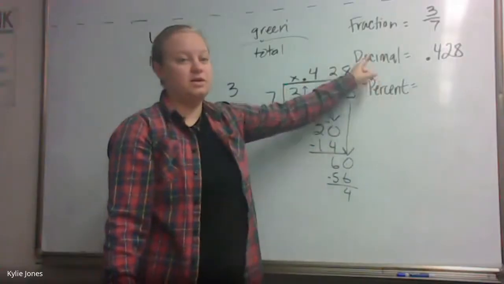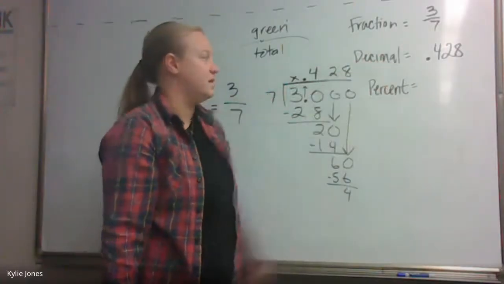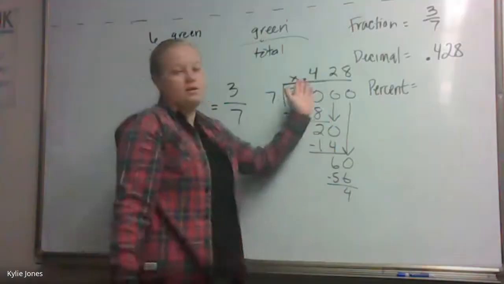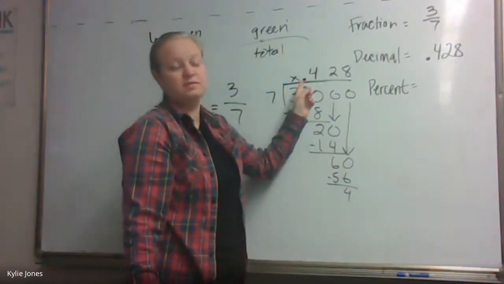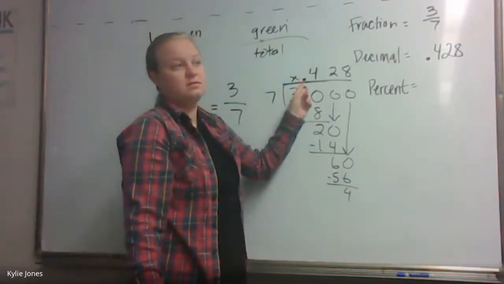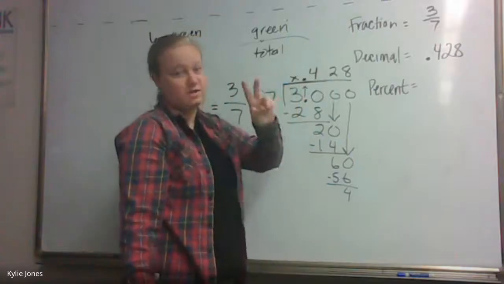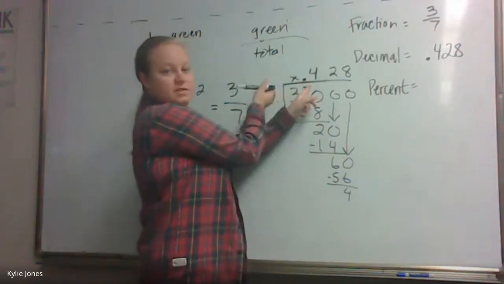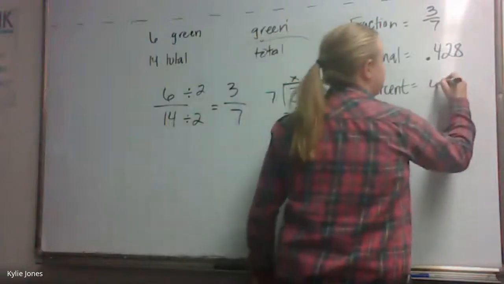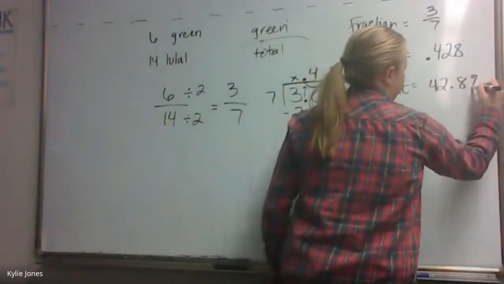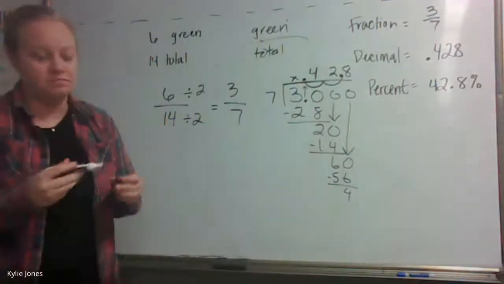So now we need to change our decimal 0.428 to a percent. I have my decimal already right here on top. I'm going to do my work right here. I need to move it how many times? You need to move it 2 times. Always twice. Am I going to move it to the left or to the right? To the right. We're going to go 1, 2, and it ends up between the 2 and the 8. So it's 42.8% on that one.